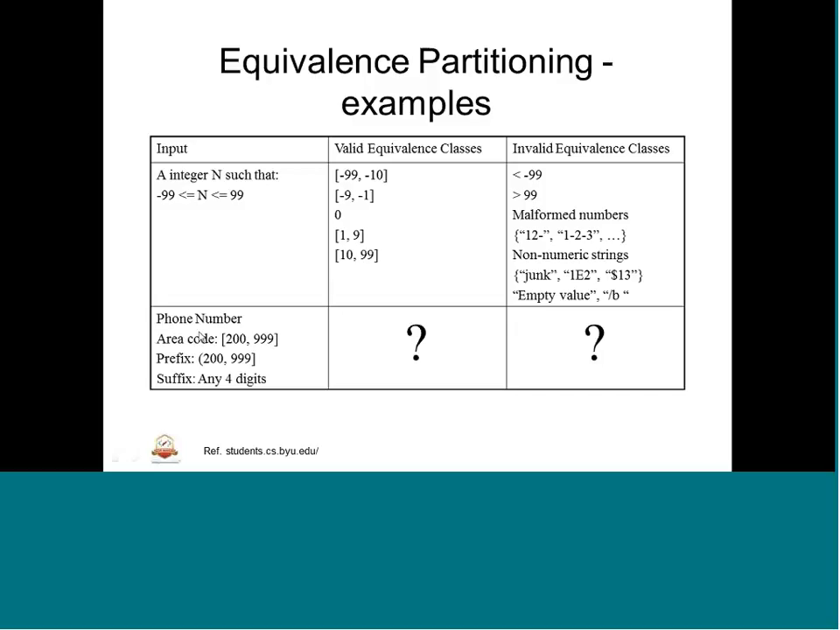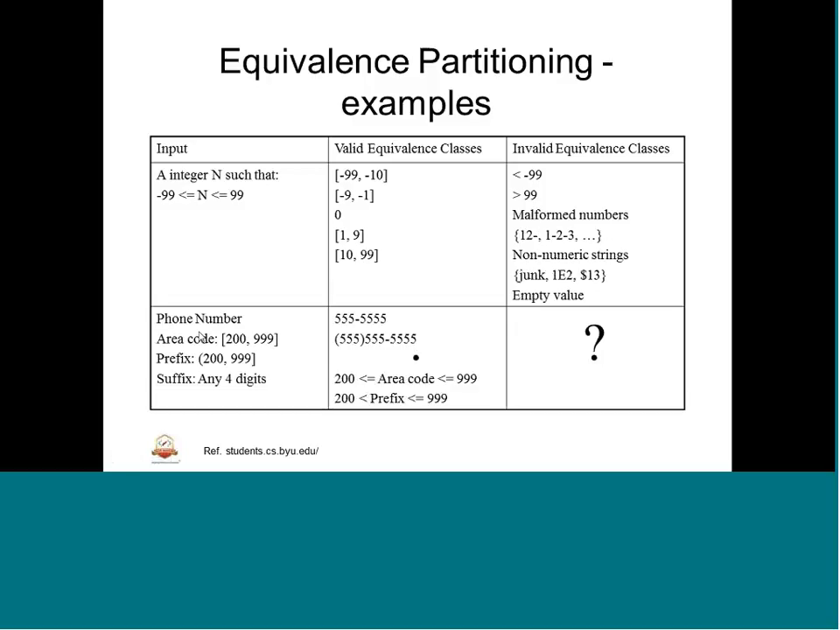Similarly for phone number, the valid equivalence class, we know the area code is 200 to 999, so we can have 555 as a prefix, then 555 555 555, this is another valid phone number. Then we have 200 less than or equal to area code less than or equal to 999. That means for the prefix we have identified 200 to 999. Similarly, the last one being a suffix is identified in a similar range. So it is similar to what we had for the n. Here we have a phone number with this range specified.